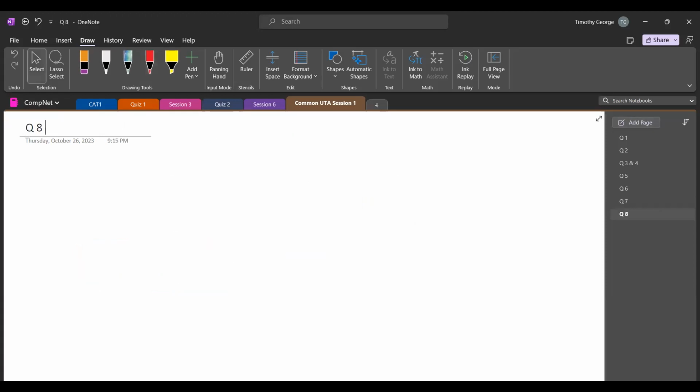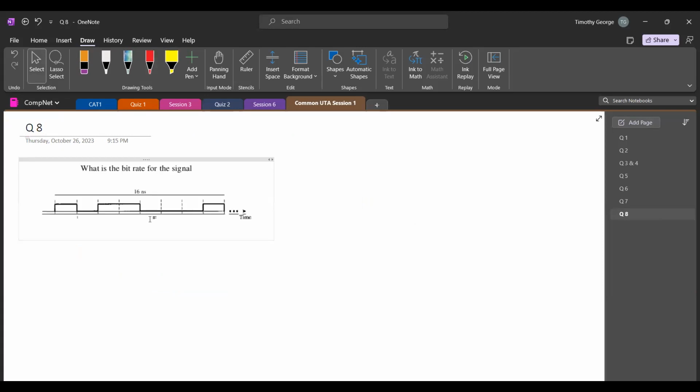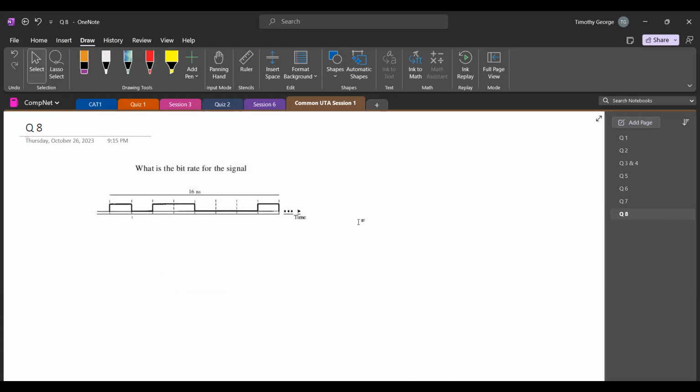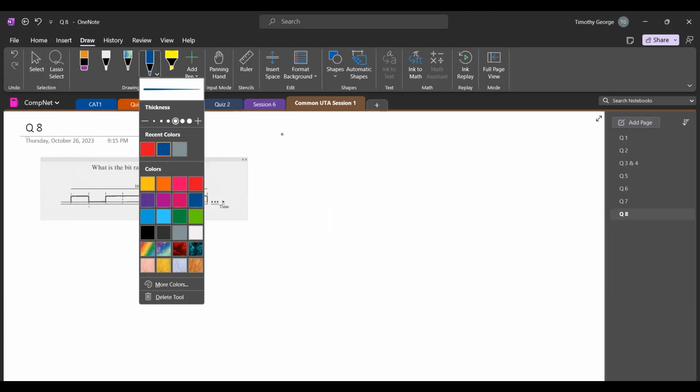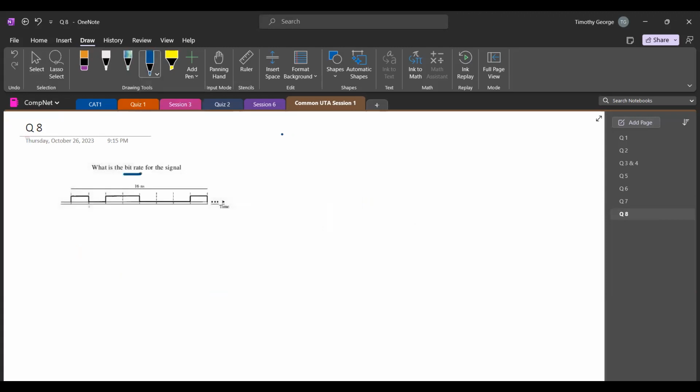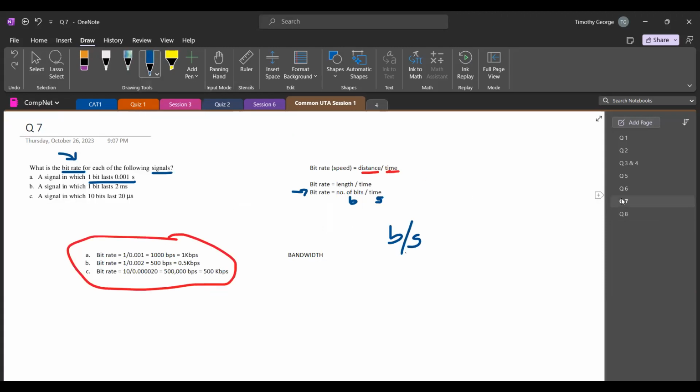Oh, this is our eighth question. What is the bit rate for this? So this is a question which has a diagram. Okay, so we are asked again to calculate bit rate. So it's very similar to the one that we already did.